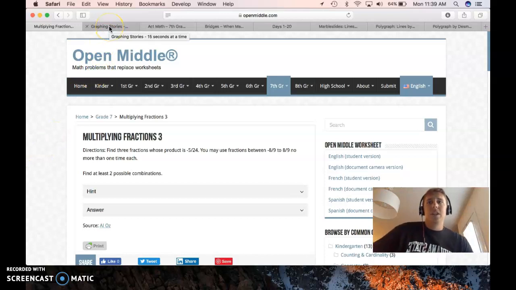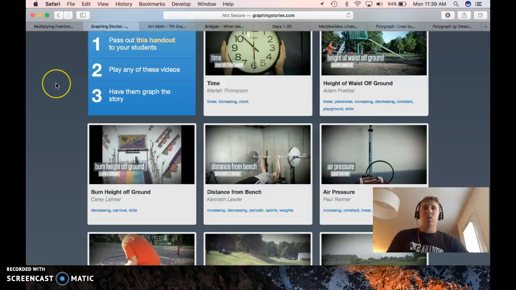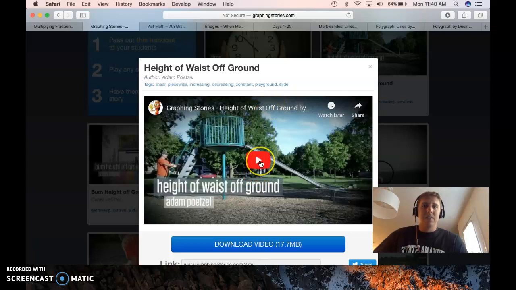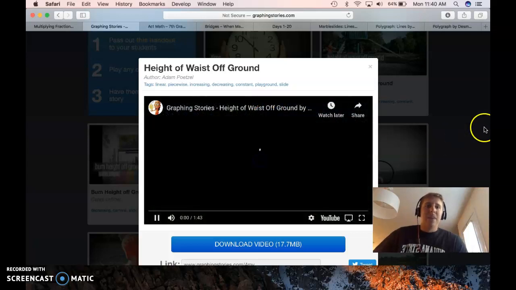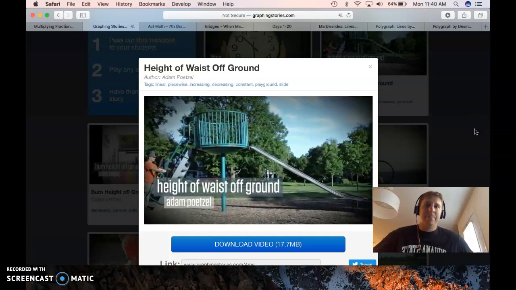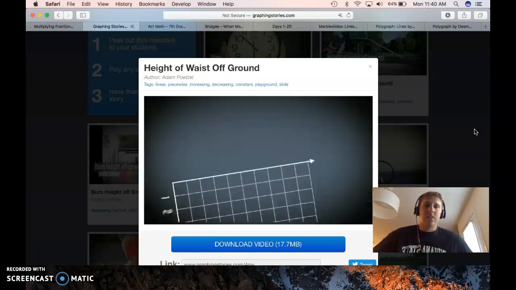Another tool that's really cool is Graphing Stories. It's graphingstories.com. It plays a video, and you just give them a blank graph, and they have to represent the situation with a graph that the video is playing. So here's an example of a video, and they have to measure the height of the waist off the ground on a graph. So it shows you how to represent the graph.